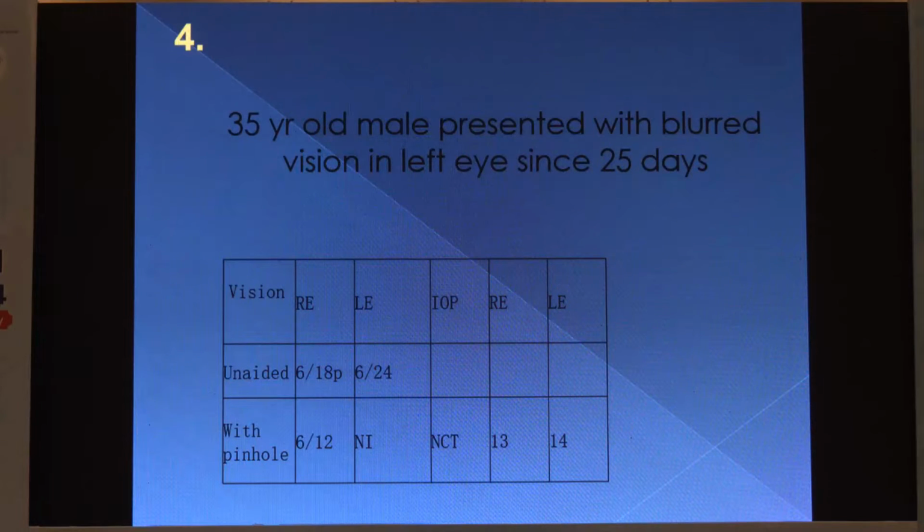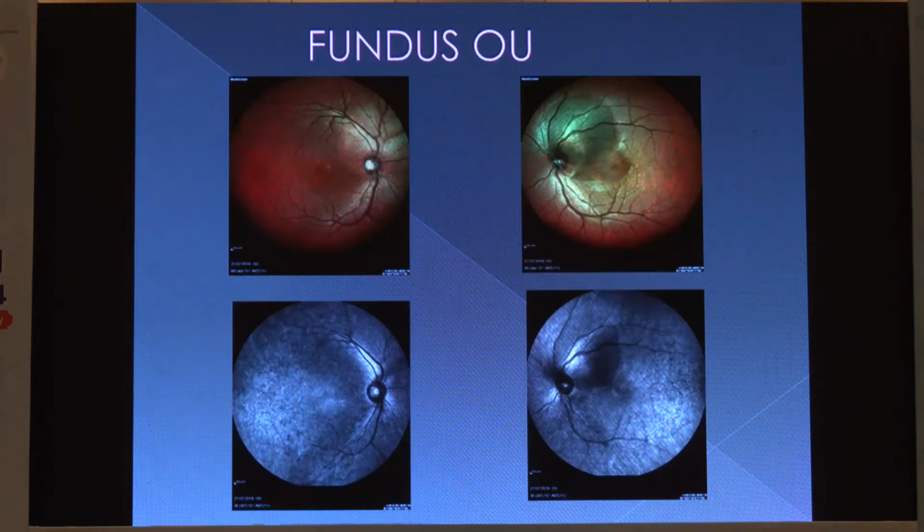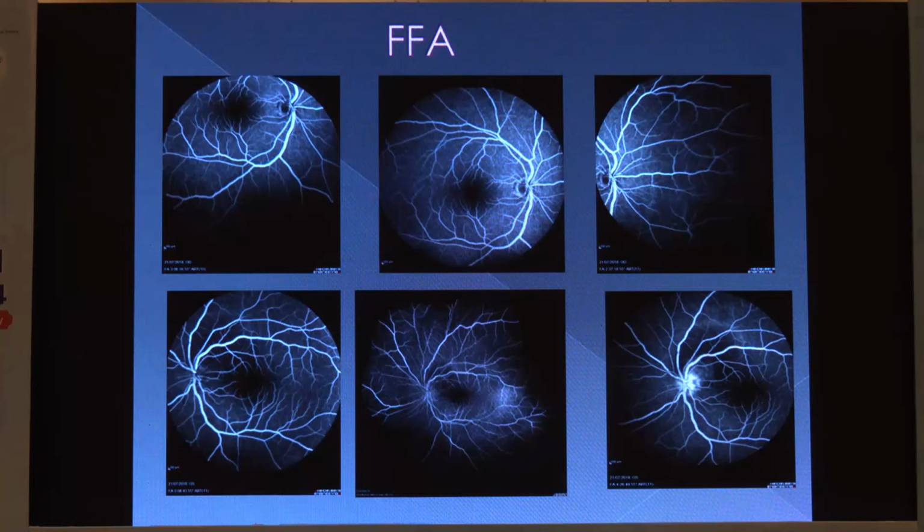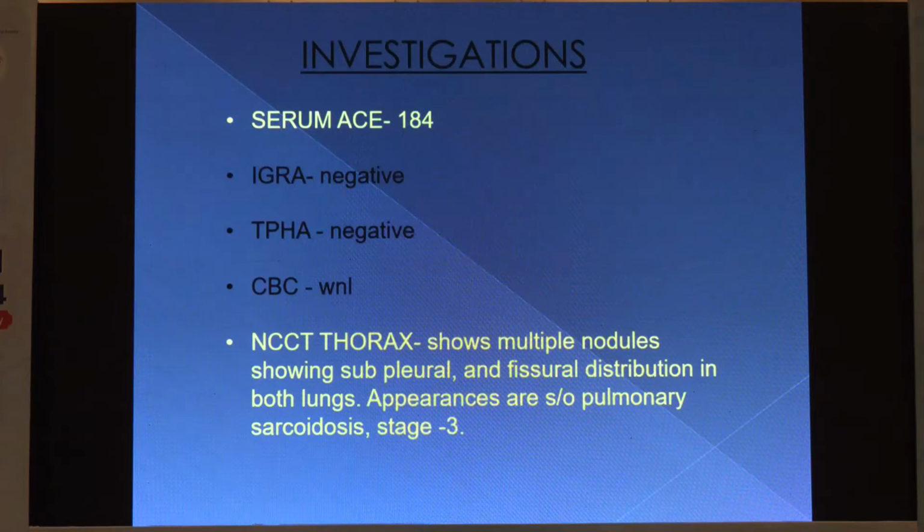25 days. His vision in the right eye was 6/12 with pinhole and the left eye 6/24 with pinhole. Fundus right eye clearly shows normal, and in the left eye there is a large optic disc granuloma which is reaching up to the disc and up to the posterior pole. OCT image in the left eye. FFA shows the late hot disc, that is staining of the disc, and the large hyperfluorescent mass which is reaching up to the disc and the posterior pole.